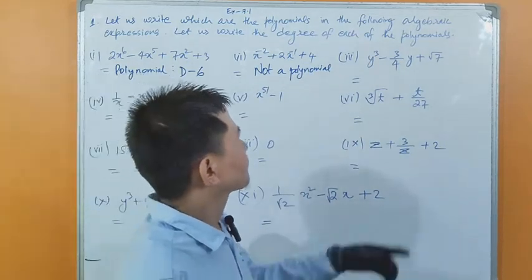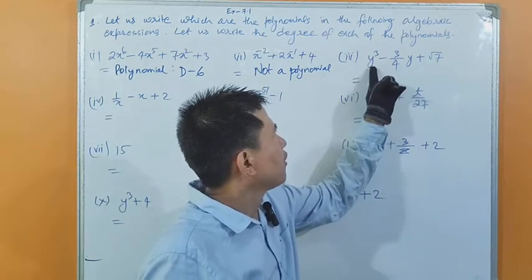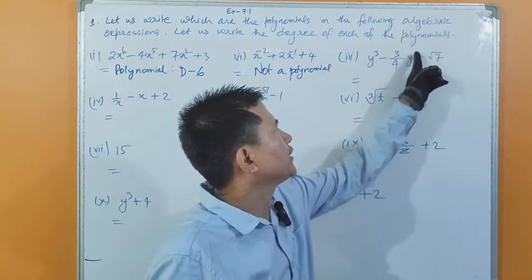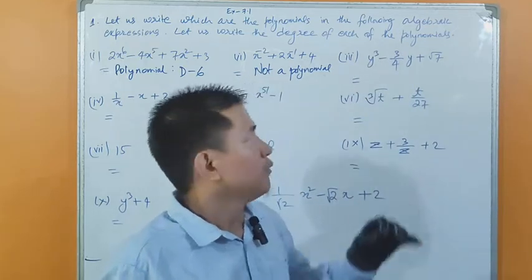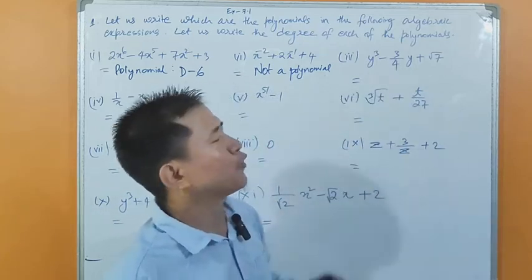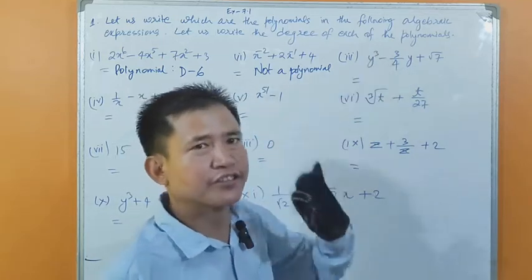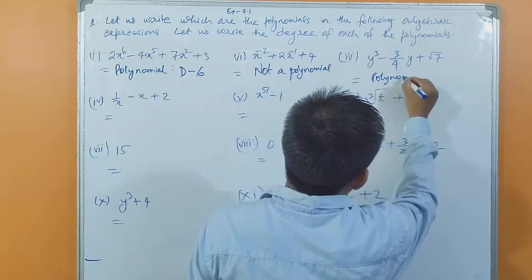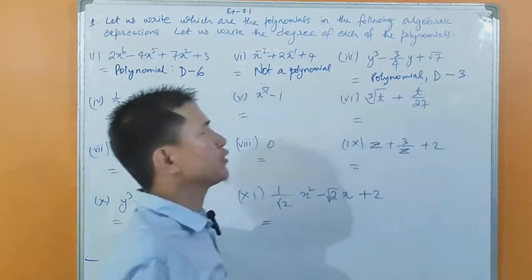Here, let us see. The variable term here is y, and the power of variable here is plus 3, and the power of variable y here is plus 1. So, this is a polynomial because both the powers are positive whole numbers, and the degree of the polynomial is the highest power of the variable, which is 3. Power of y is 3, which is the highest power, so the degree of this polynomial is 3.